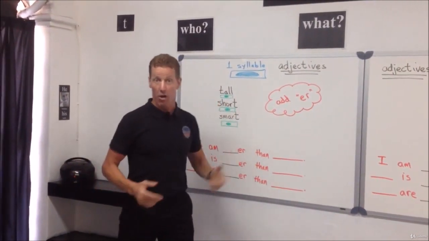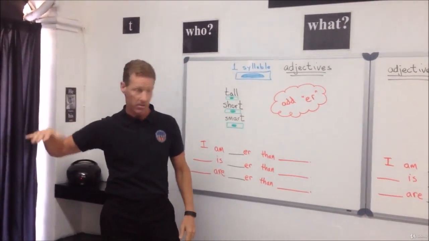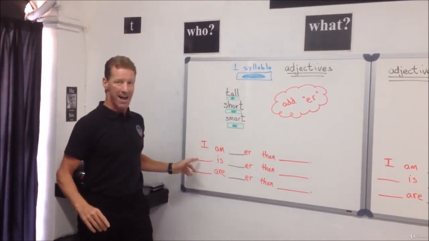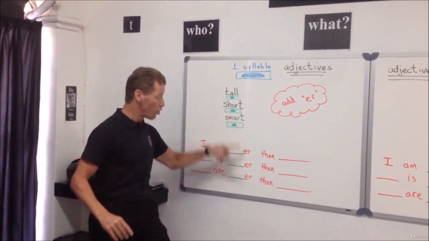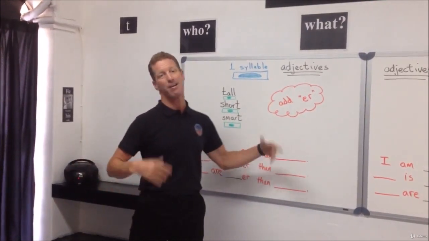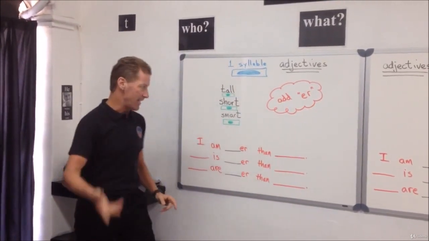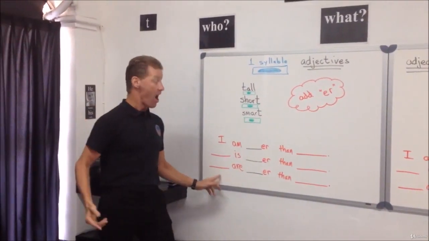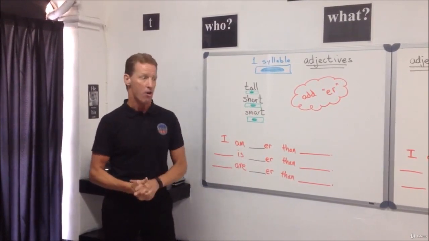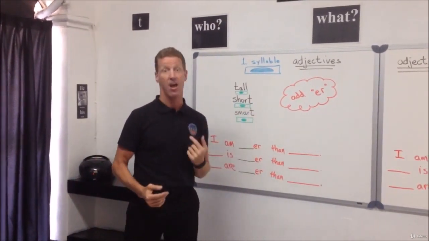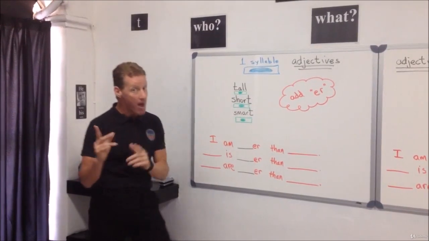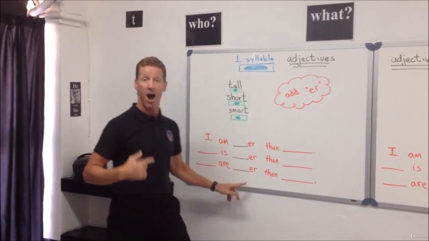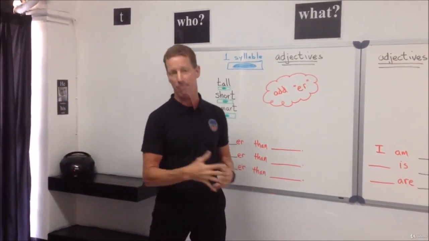Next, short. My girlfriend is short. My sister is short. But my sister is shorter than my girlfriend. Next, smart. My friends are smart. My cousins are smart. But my cousins are smarter than my friends.